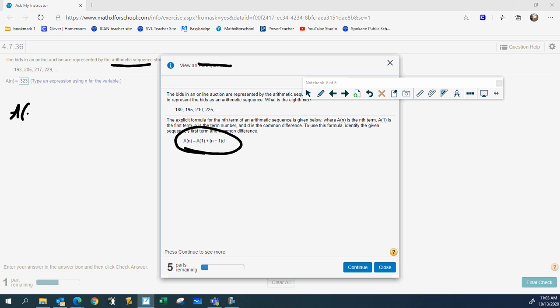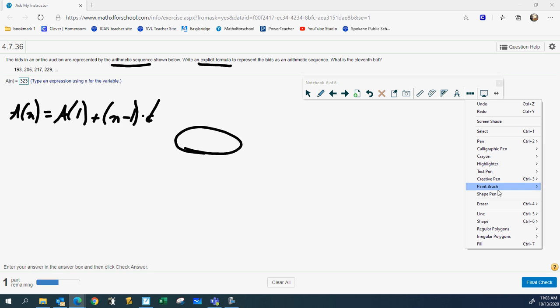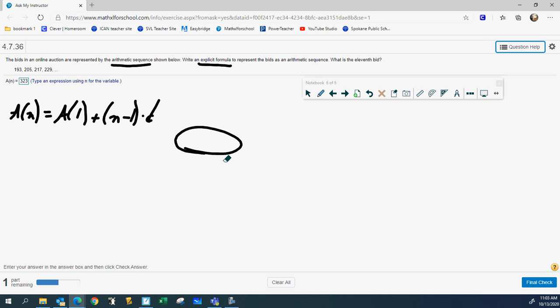A of n equals A of 1 plus n minus 1 times d. Now my suggestion, if you haven't tried it already, is to go to view an example and actually click through and read that. But for this case, I don't mind going through and showing you how to do this problem. So first off, let's identify what this equation is saying.